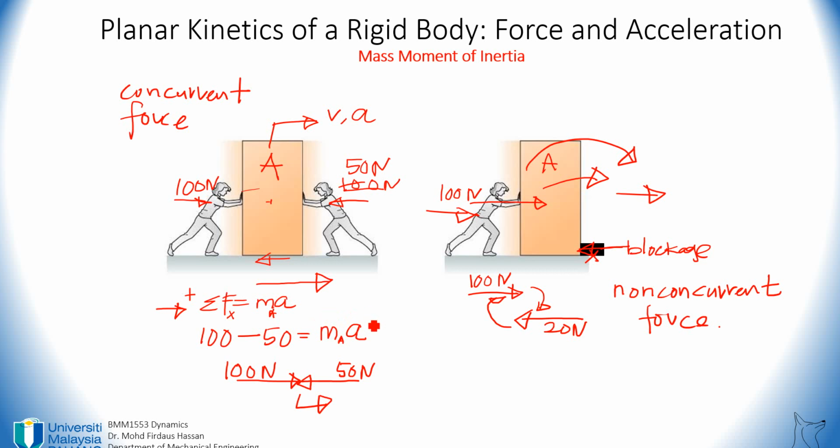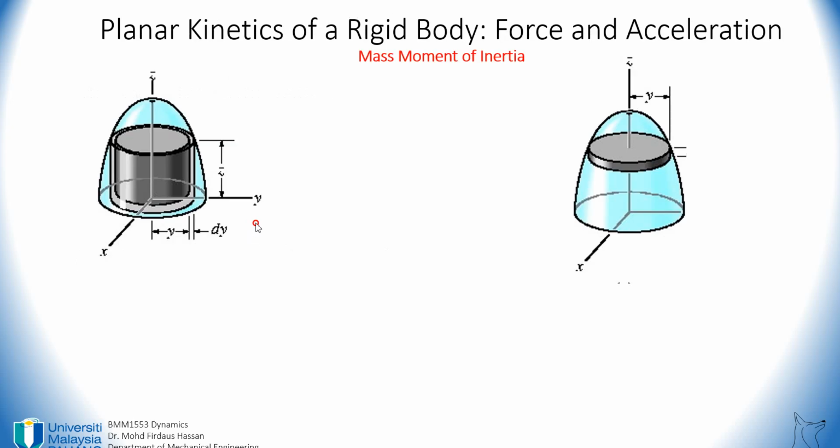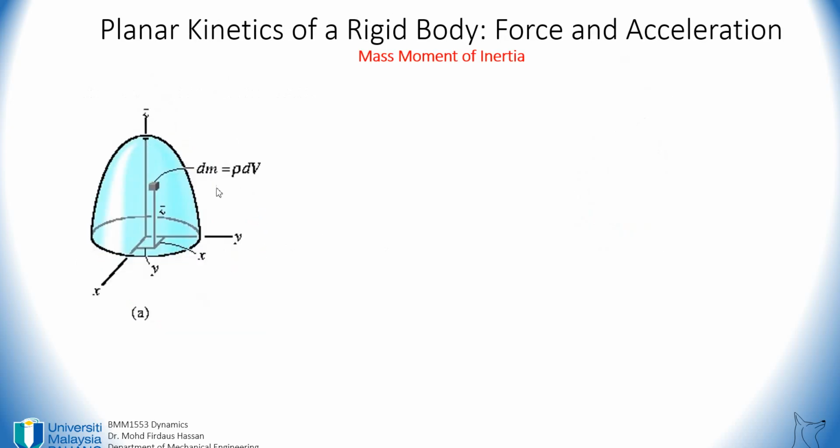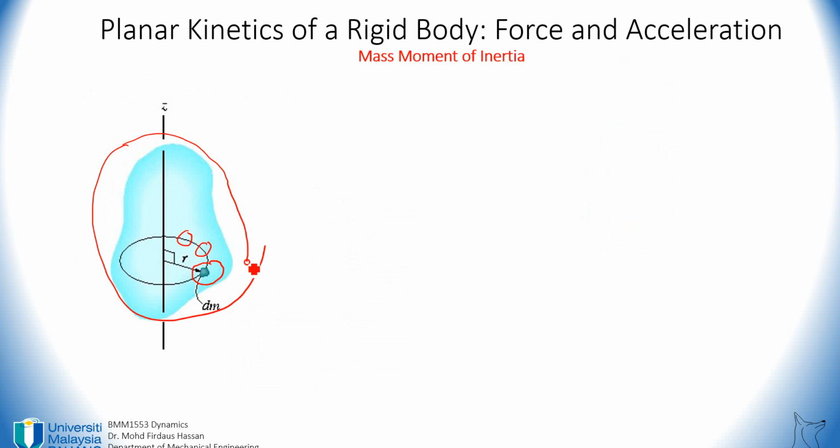What is a mass moment of inertia? Basically, we define the moment of inertia as the integral of the second moments about an axis of all the elements of mass, dm. You have a few masses here, take it as dm for example, which compose the body. The combination of many small masses here will create a single body.